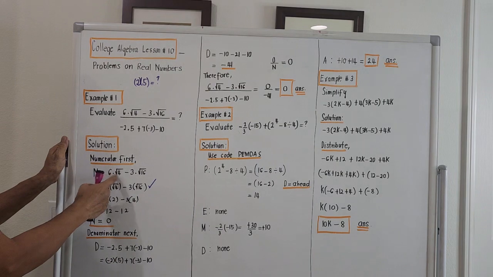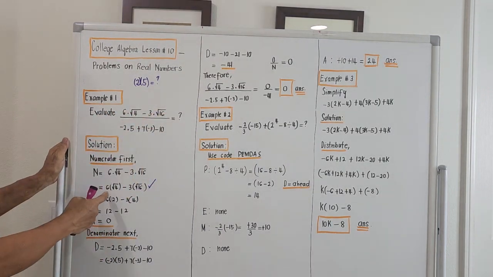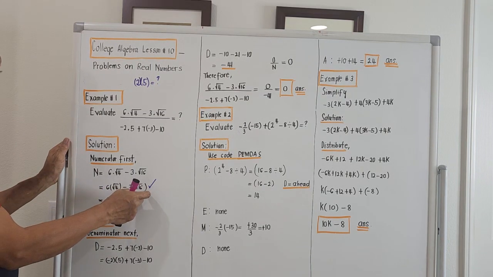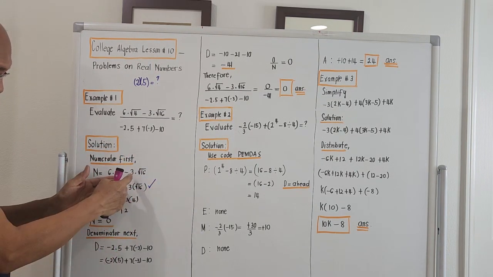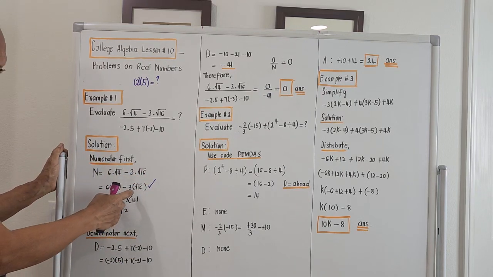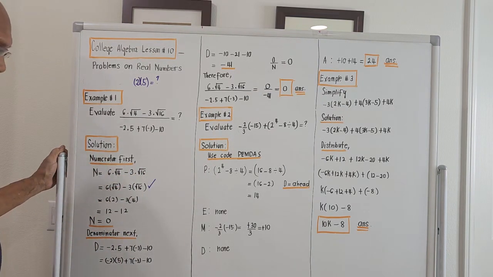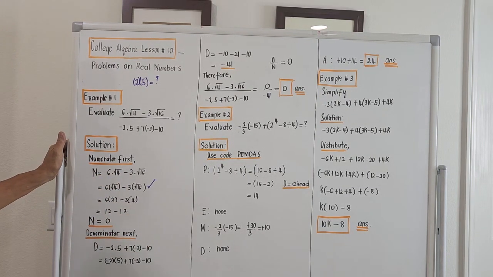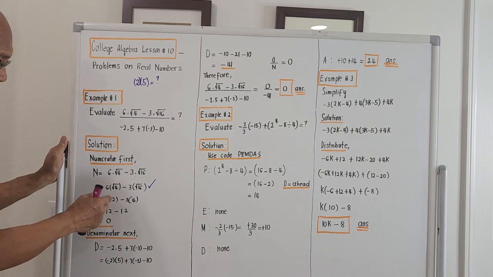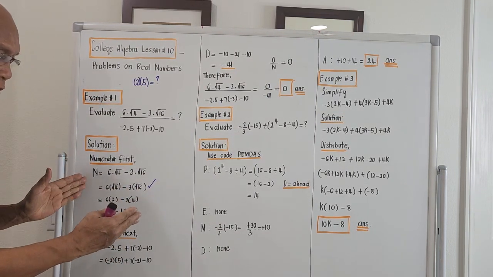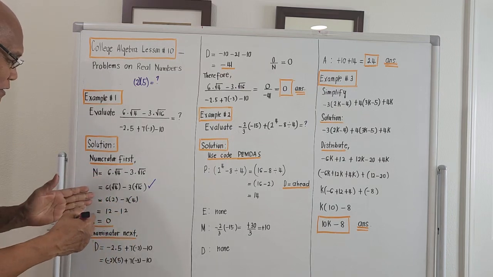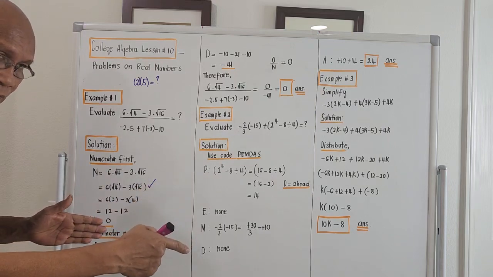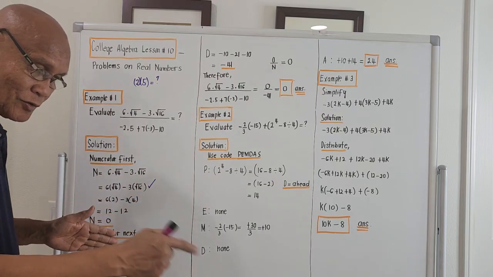So instead of using the dot, I place it here. It is 6 multiplied by the quantity square root of 4 minus 3 times, again placed under a quantity because they are to be multiplied, times the square root of 16. We can now proceed with the operation. It's only subtraction. We do the multiplication first because under PEMDAS, multiplication is ahead of subtraction or addition.